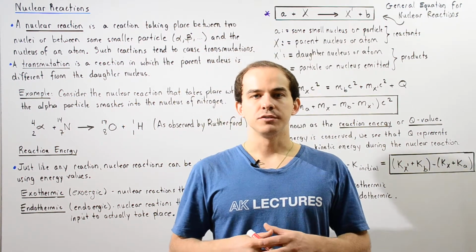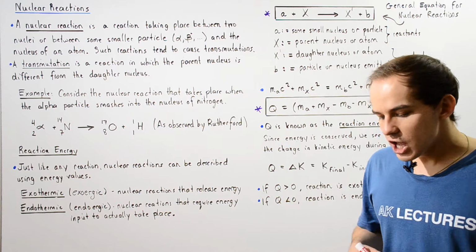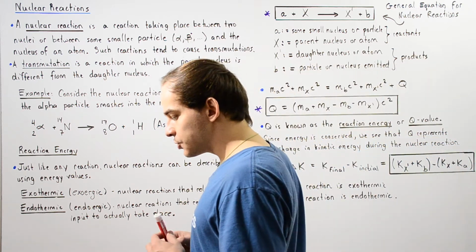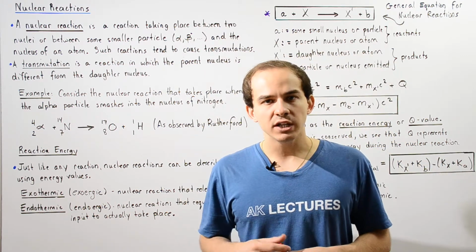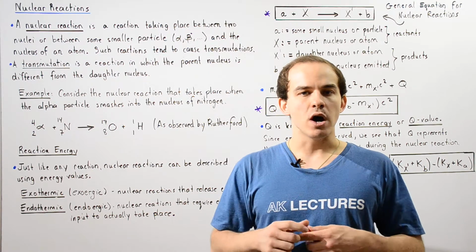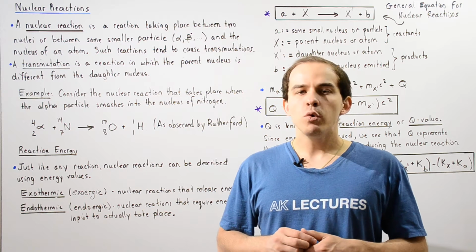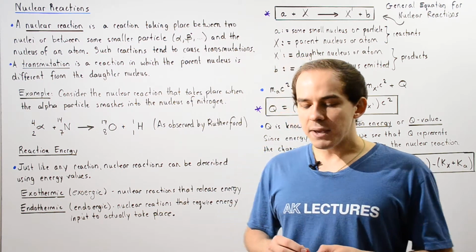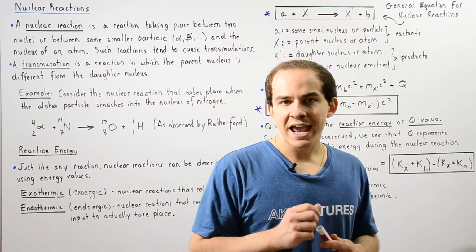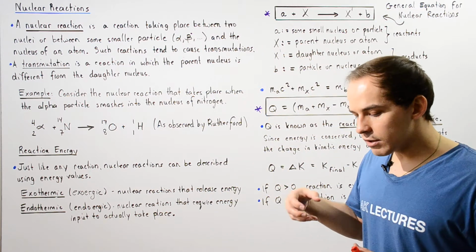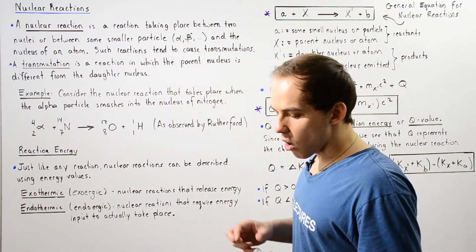A nuclear reaction. Now let's begin our discussion on nuclear reactions. So what exactly is a nuclear reaction? Well, a nuclear reaction is basically a reaction in which two nuclei of atoms collide with one another, or some type of small particle such as a neutron collides with the nucleus of an atom. Now basically, most nuclear reactions are transmutations, and a transmutation is a reaction in which the parent nucleus transforms into another atom we call the daughter nucleus.